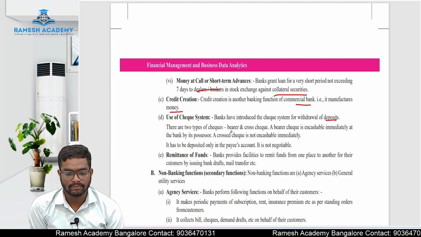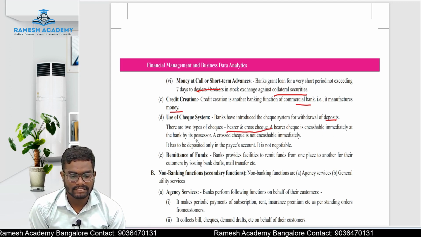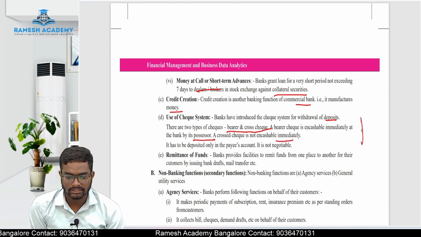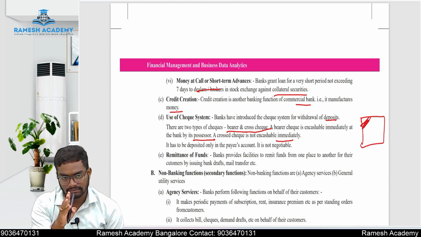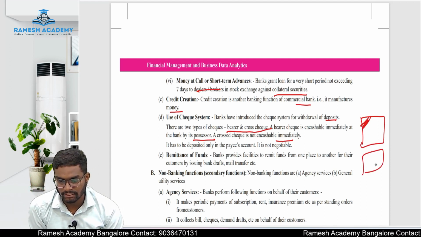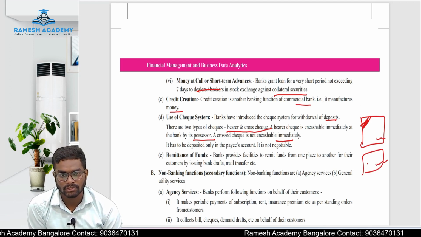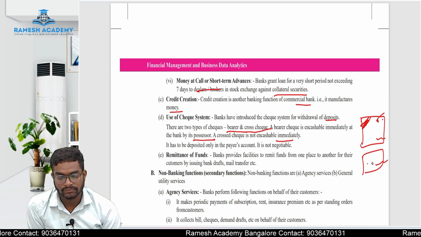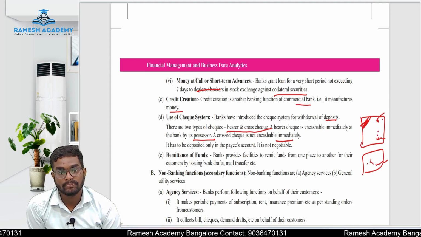There are two types of cheque, bearer cheque and the crossed cheque. A bearer cheque is encashable immediately at the bank by its possessor. A crossed cheque is not encashable immediately. A crossed cheque is one where they will cross it here. If they cross it, you will not get cash. The amount will be transferred from his account to your account. If it is a bearer cheque, it will be a simple cheque, I will sign it here, and if you go to the bank, the bank will give you the amount. But in case of a crossed cheque, you won't get it. It will be transferred to your account only. So this is safer because if someone finds a bearer cheque, they can go to the bank and take the amount. But this will not happen with a crossed cheque because it should be transferred to your account only.